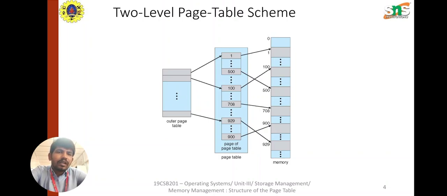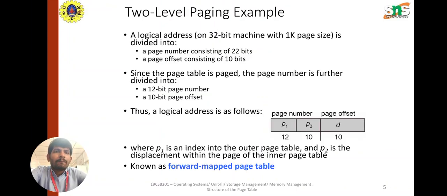In the outer page table we consider a number of tables. In the page table we consider the base address and limit address. Each address is transferred to the main memory. Now, a two-level paging example. The logical address is divided into two parts: a page number consisting of 22 bits, and a page offset consisting of 10 bits. The page number is further divided into a 12-bit page number and a 10-bit page offset.